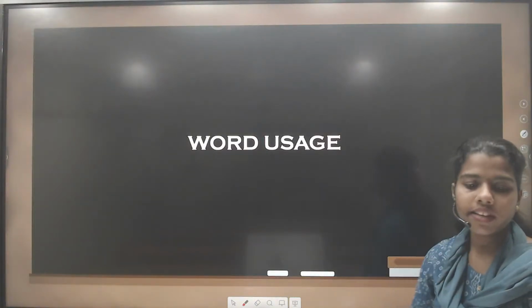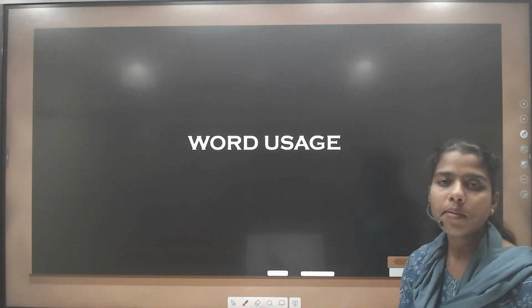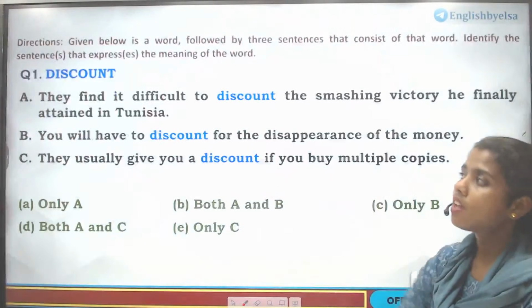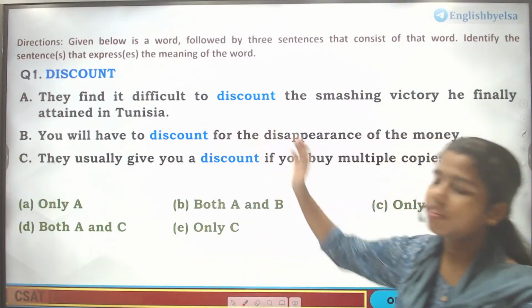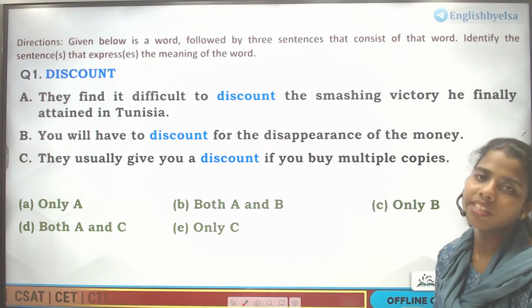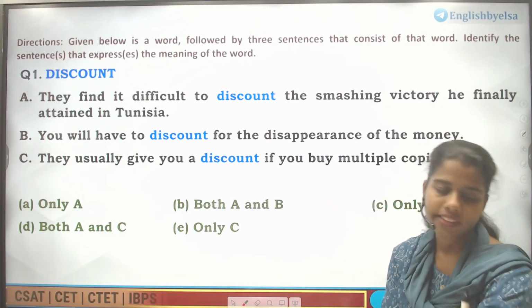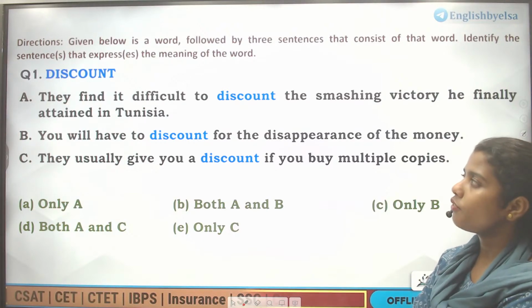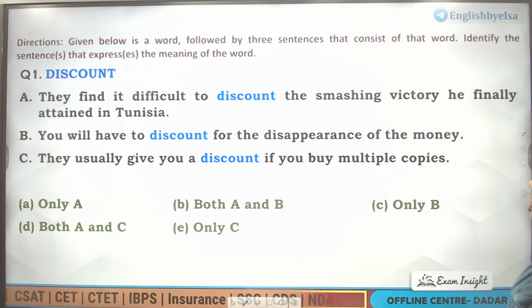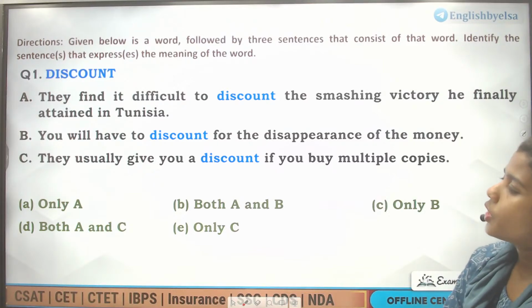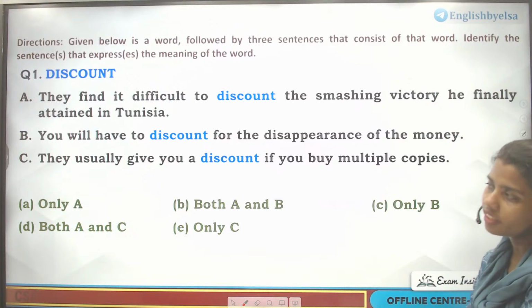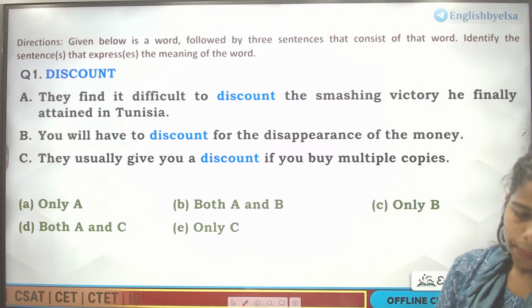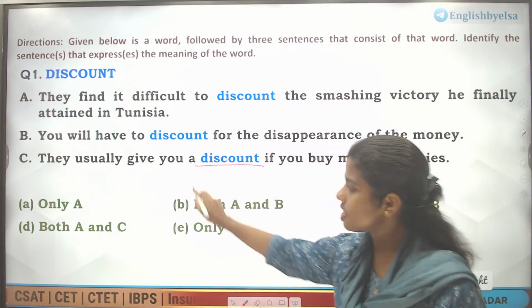Last topic for today is word usage, mostly seen in banking exams. Word usage means a single word will be given, and two to three sentences will be given. Which sentence will have the correct meaning? You have to find out. They find it difficult to discount the smashing victory he finally attained in Tunisia. You will have to discount for the disappearance of the money. They usually give you a discount if you buy multiple copies. By reading, you understood that this is correctly used.